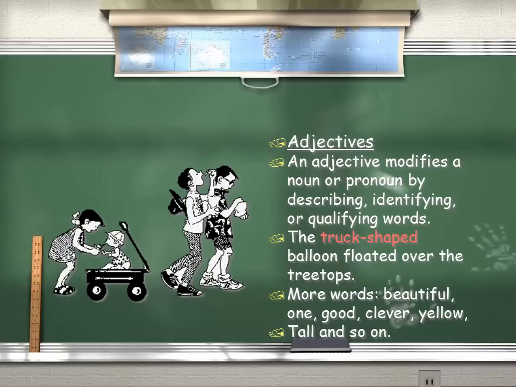Let's look at the example. The truck-shaped balloon floated over the treetops. What type of balloon? Truck-shaped. So truck-shaped there is the adjective. Other examples are beautiful, 1, 2, and all the numbers, good, clever, yellow and other colors, tall, and so on.